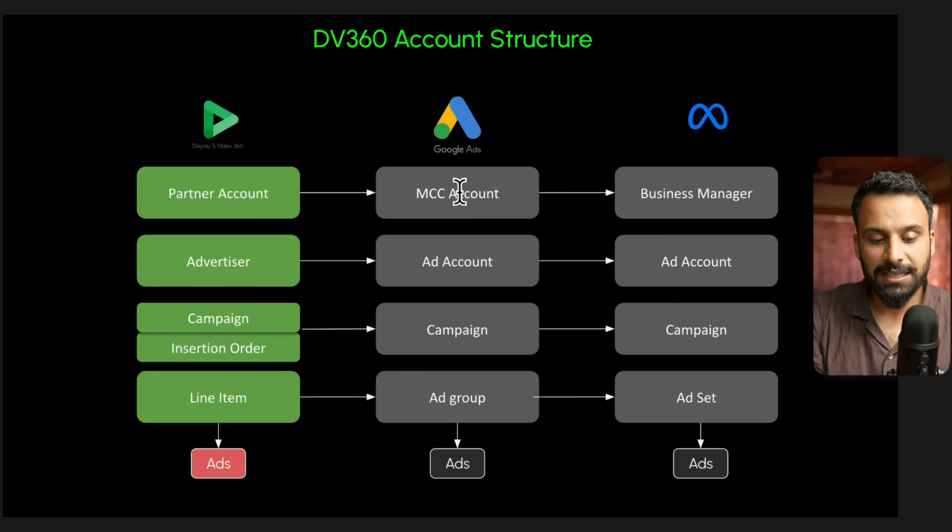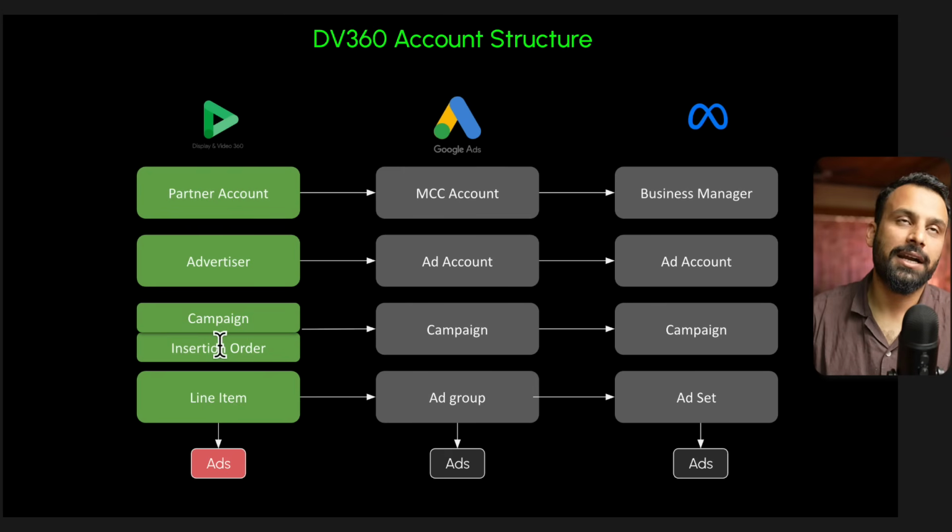If you try to relate it to DV360, there's just one extra level, because DV360 is used by bigger companies who have bigger setups. They need more control sometimes, so there is an additional layer. You can compare a partner account with an MCC account or a Business Manager account in Meta, and then you have the advertiser account, which you can compare to an ad account. And then at the campaign level, you have campaign and insertion order in DV360, which is like an additional level.